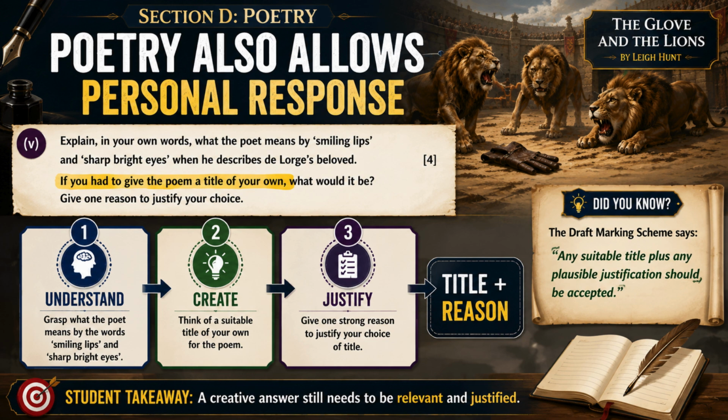And then you are asked, if you had to give the poem a title of your own, what would it be? Give one reason to justify your choice. The draft marking scheme says that any suitable title plus any plausible justification should be accepted. So again, the important thing is not memorizing one title. The important thing is being able to make a suitable choice and support it.